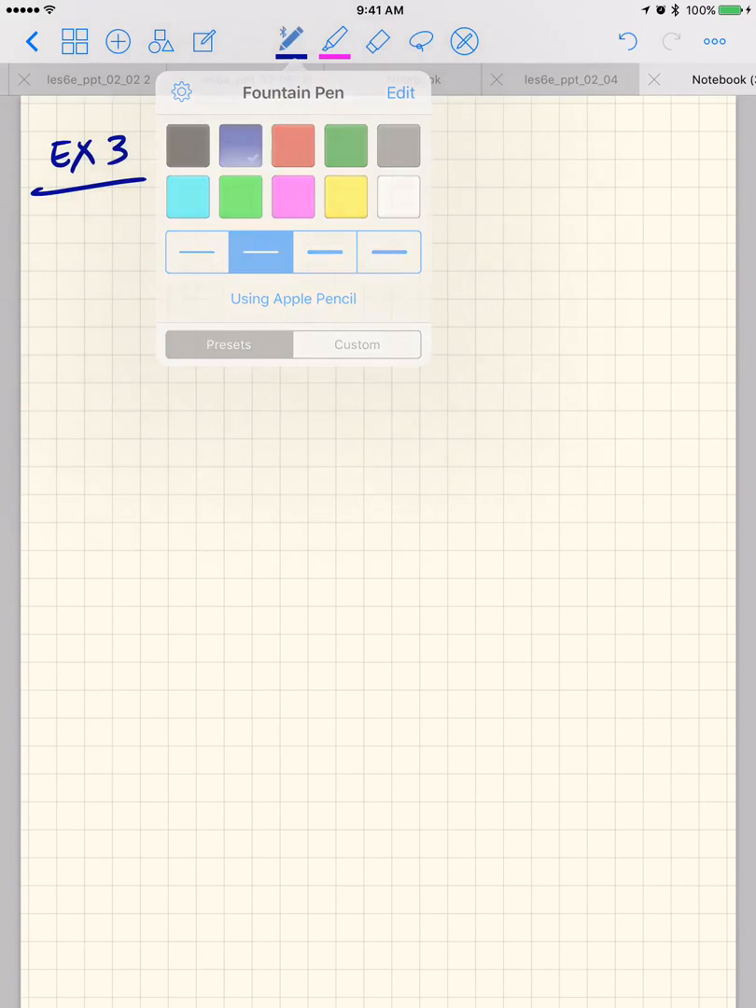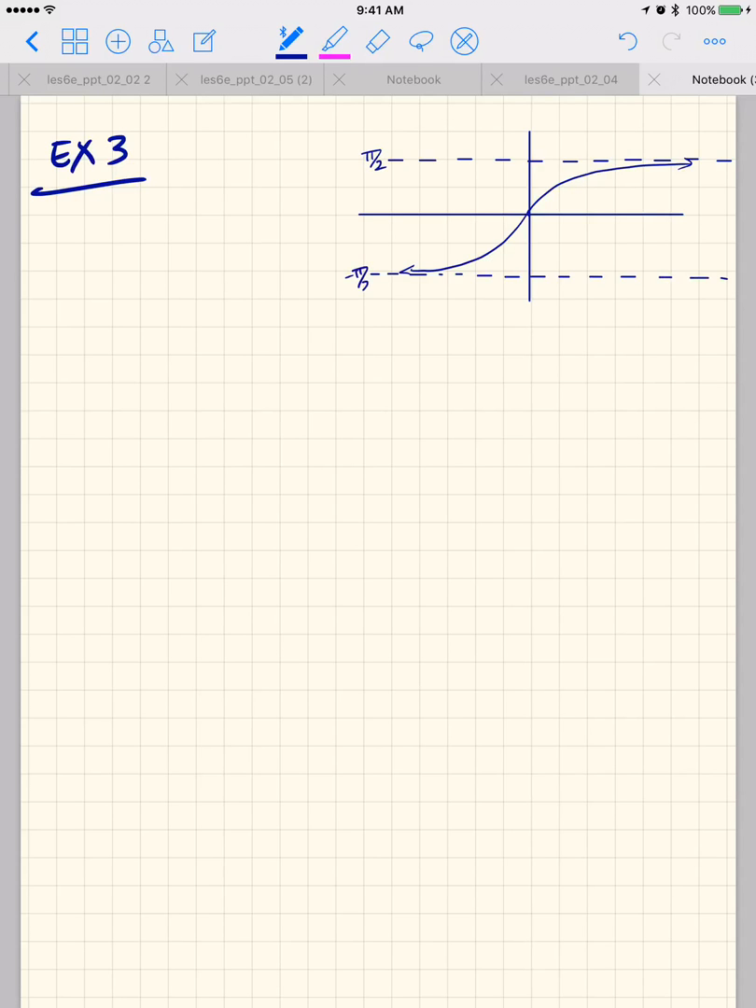Okay. So lastly, let's go to our third example here. This is our third function that we're looking at. And it is arctangent. You want to make sure you know arctangent because it's got important properties. This is how I like to draw arctangent. Arctangent has asymptotes at pi over 2 and negative pi over 2. So this is pi over 2. This is negative pi over 2.